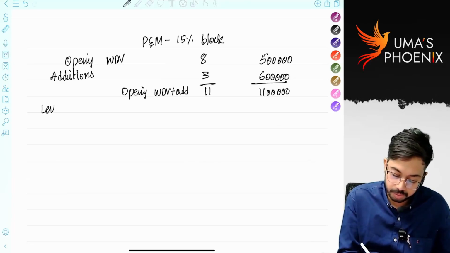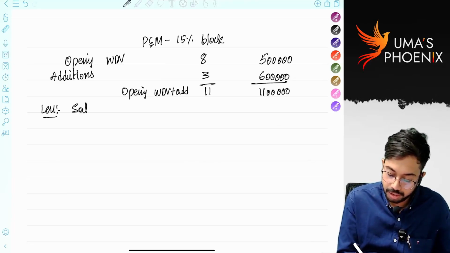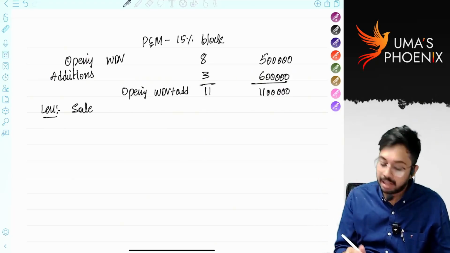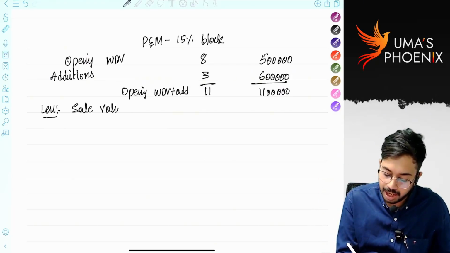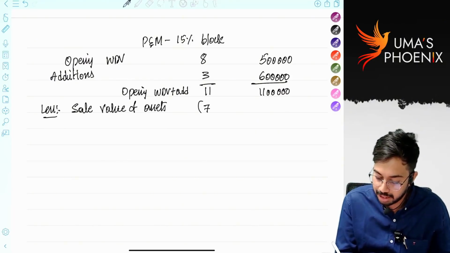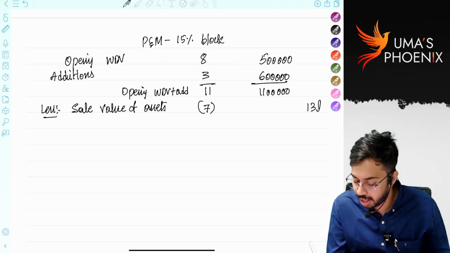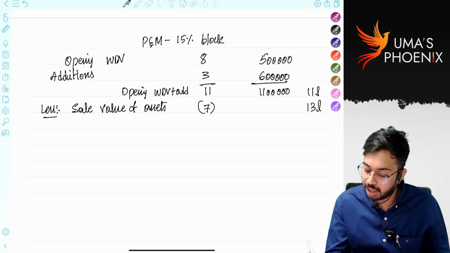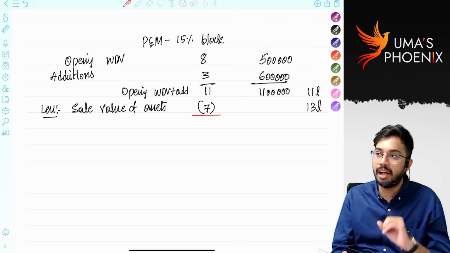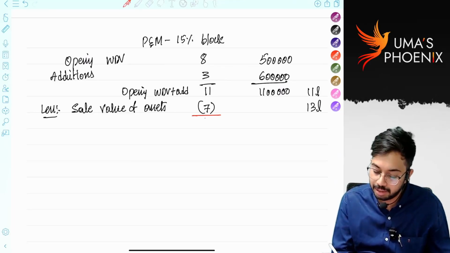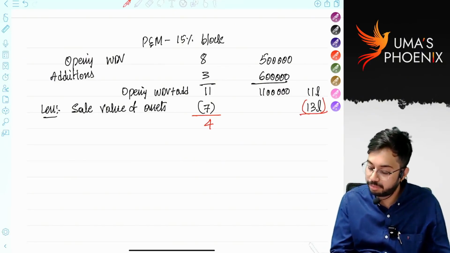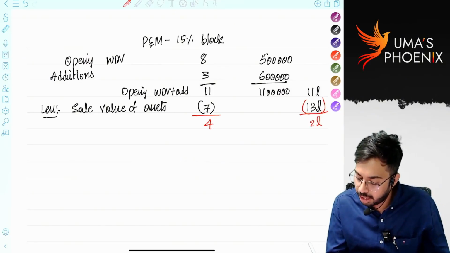Now I sold 7 assets for 13 lakhs. Sale value of assets. How many assets did I sell? 7 assets I sold for 13 lakhs. Now tell me, after reducing the sale value of assets, still how many assets are there? 4 assets are there. Whether the block is having positive value or negative value.